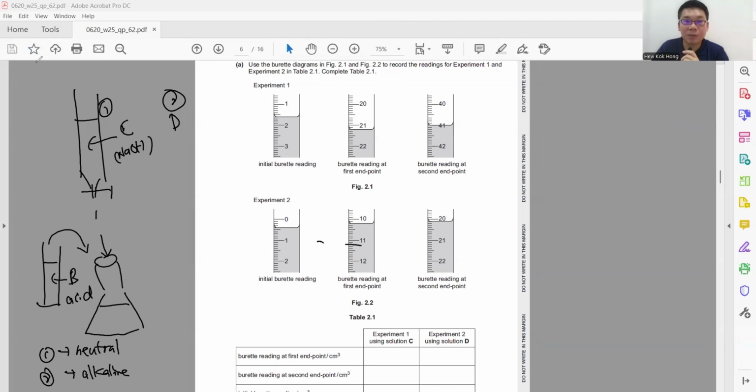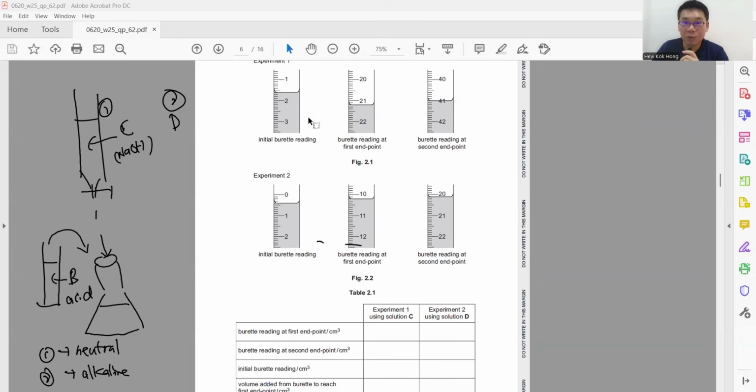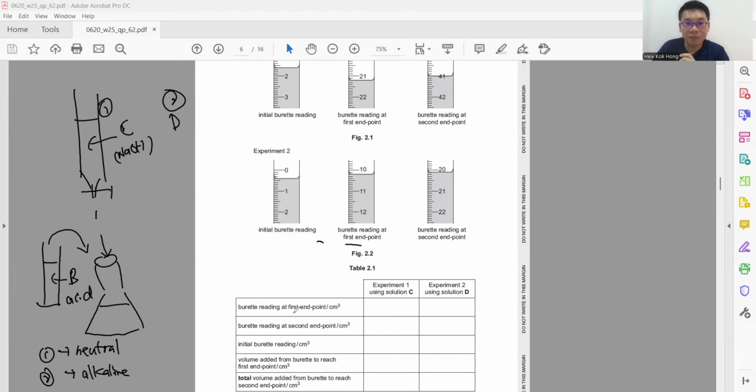Part A, use the burette diagram in figure 2.1 and 2.2 to record the reading for experiment 1 and 2 in table 2.1. Complete table 2.1. So for experiment 1 and 2, they ask us to record the info. So we see the burette reading at first endpoint. First endpoint is here and here for experiment 1 and 2.